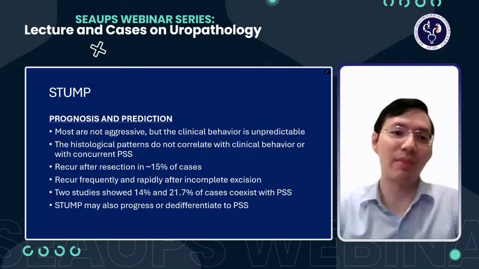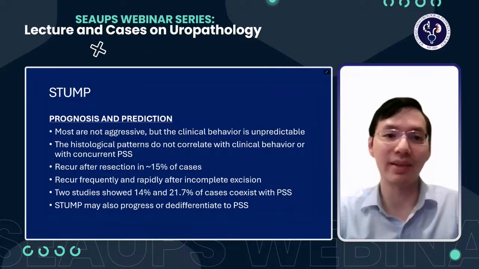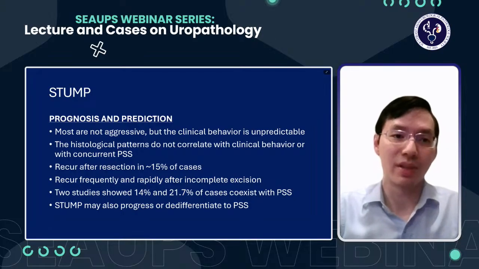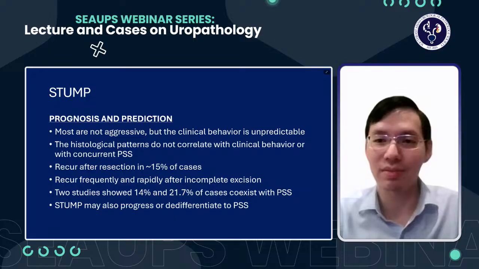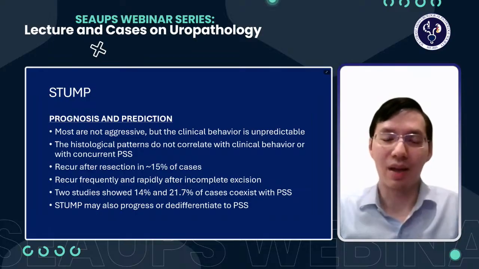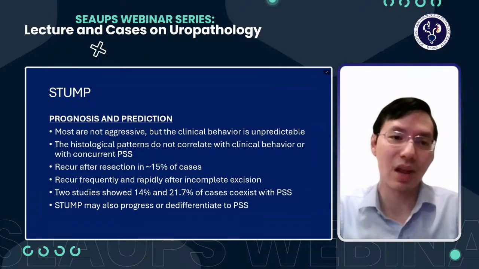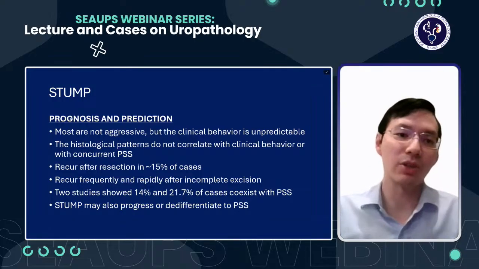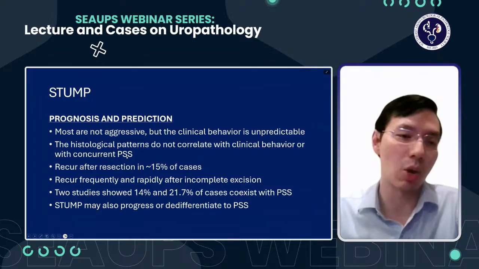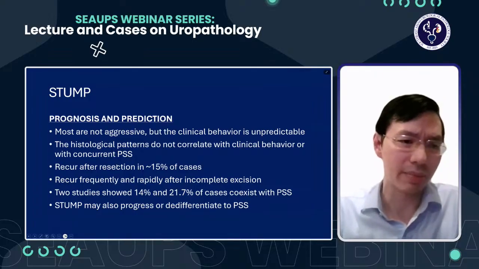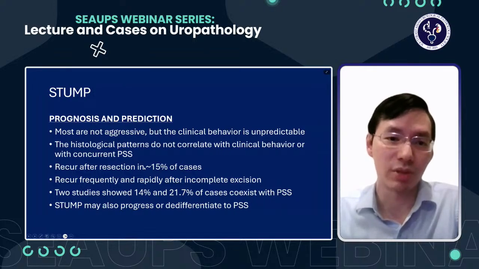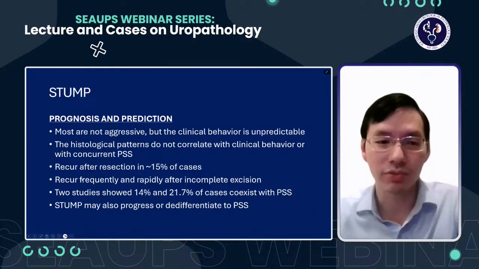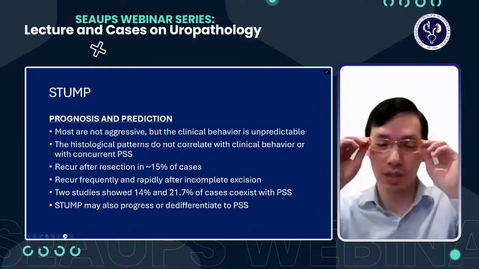About the prognosis, most are not aggressive, but the clinical behavior can be unpredictable because we don't have a good way of telling the prognosis. The histologic patterns do not correlate well with the clinical behavior or the presence of a concurrent prostatic stromal sarcoma. They tend to recur, in about 15% of cases after resection, and they do so quite frequently and rapidly if the excision is incomplete.